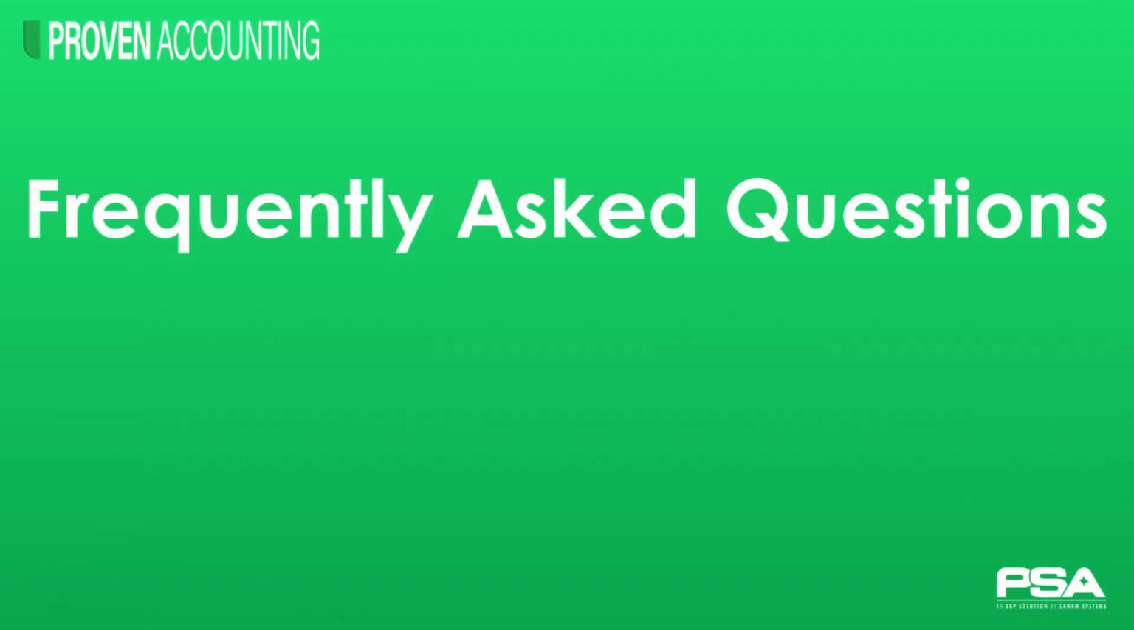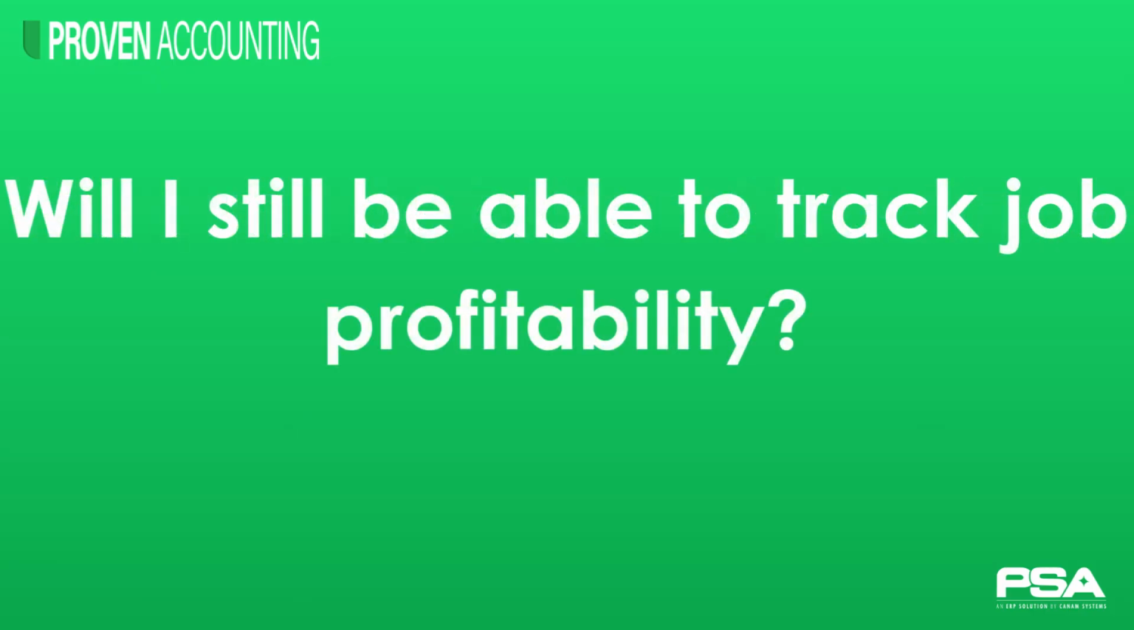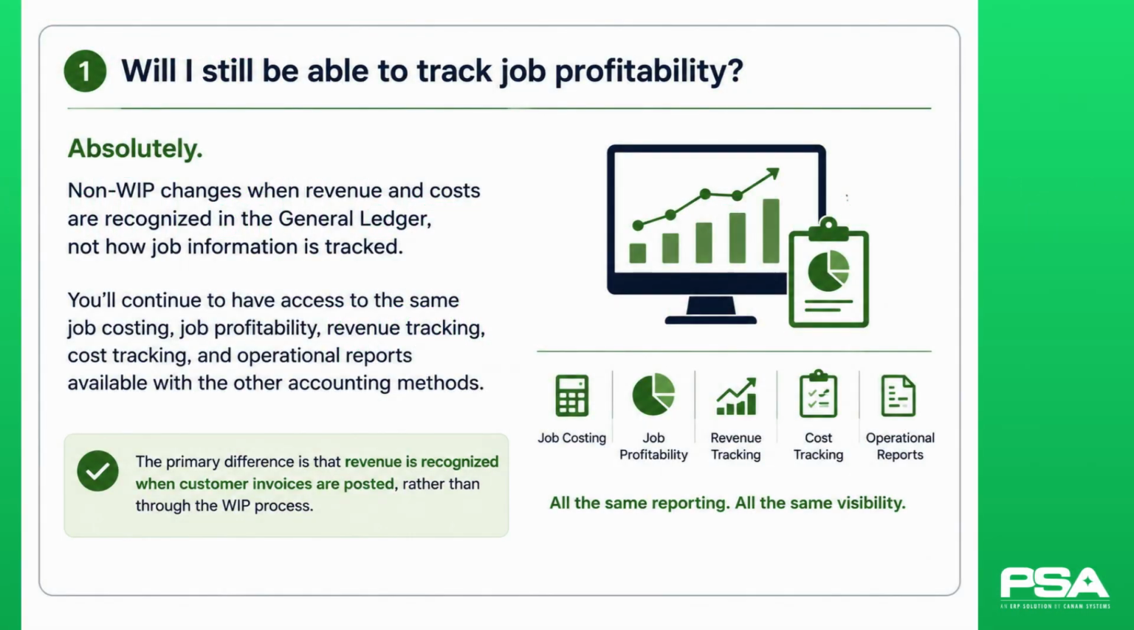Before we wrap up, let's address a few common questions. Will I still be able to track job profitability? The answer is yes. Non-WIP only changes when the revenue and costs are recognized to the general ledger, not how job information is tracked. You'll continue to have access to the same job costing, job profitability, revenue tracking, cost tracking, and operational reports available with the other accounting methods. The primary difference is that revenue is recognized when customer invoices are posted rather than through the WIP process.